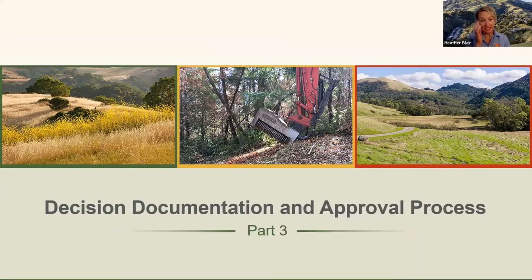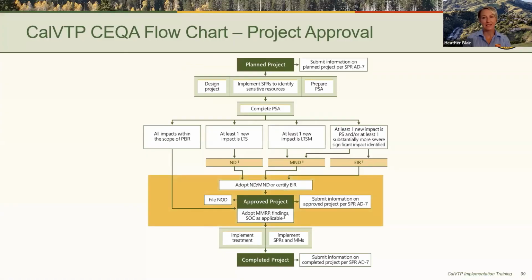Great, on to part 3, decision, documentation, and approval process. Next slide. The final part of this training is going to focus on the steps to follow for decision documentation and project approval, including adopting the PSA, the Mitigation Monitoring and Reporting Program, or MMRP, and the CEQA findings, approving the project, filing the Notice of Determination, or NOD, and submitting information for the CalVTP implementation database pursuant to SPR AD7. All right, next slide.